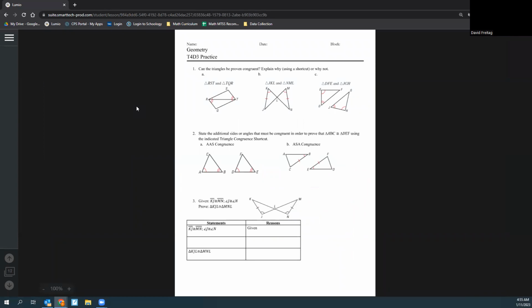Go ahead and try 1 and 2 together. All right. Try 1 and 2 and then unpause and then go through the answers.